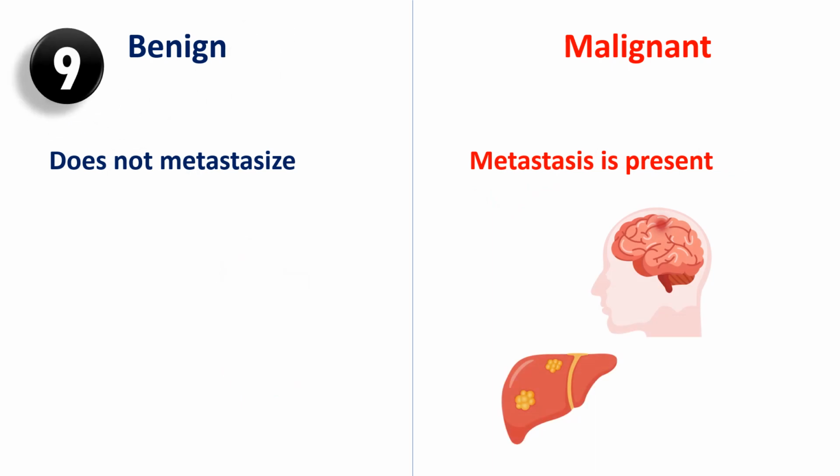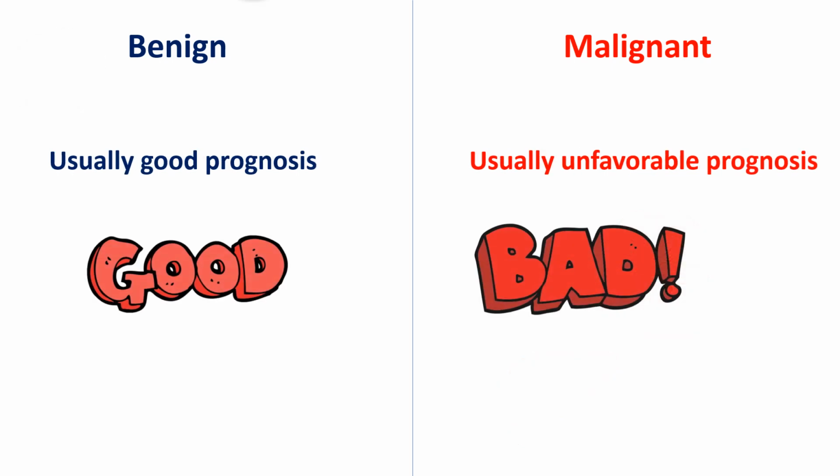Benign tumors do not metastasize, while in malignant tumors, metastasis is present. In benign tumors, the prognosis is usually good, so once it is removed, the chances of recurrence are less. While in malignant tumors, the chances of recurrence are high even after treatment.